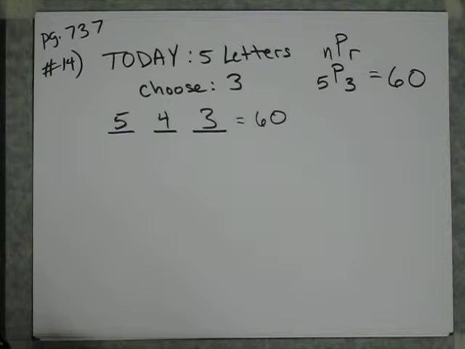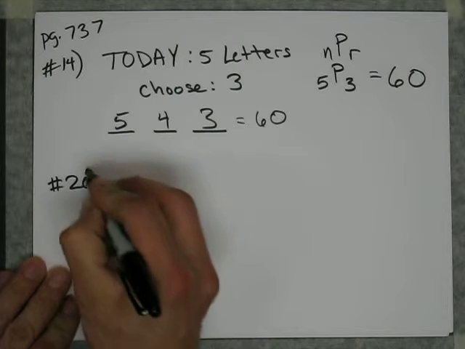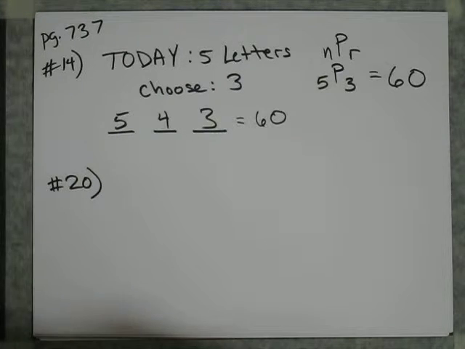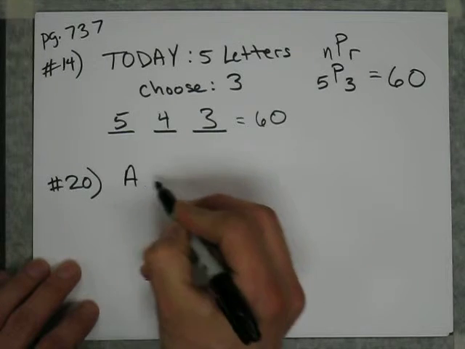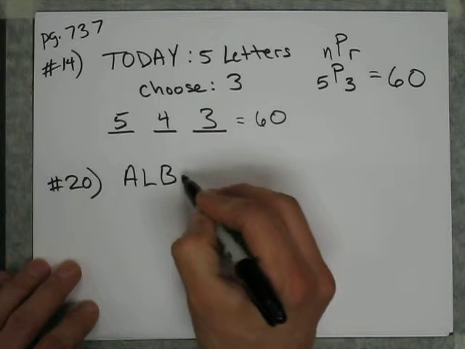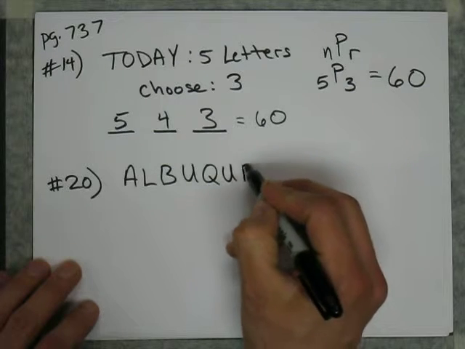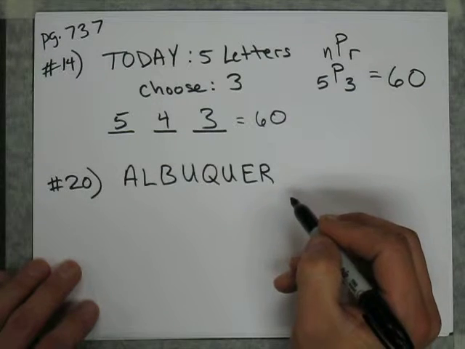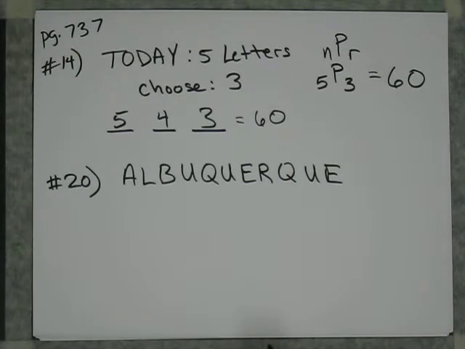Okay, let's take a look at number 20. It says, find the number of ways the letters of each word can be arranged. The word we're using is Albuquerque, A-L-B-U-Q-U-E-R-Q-U-E.